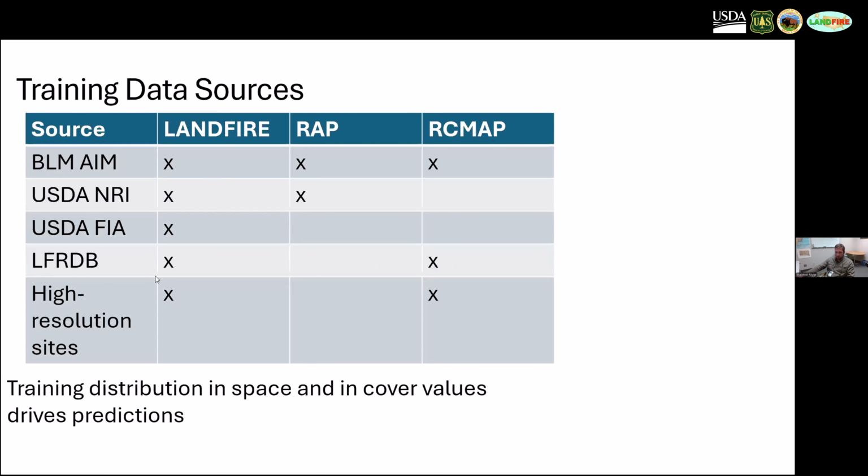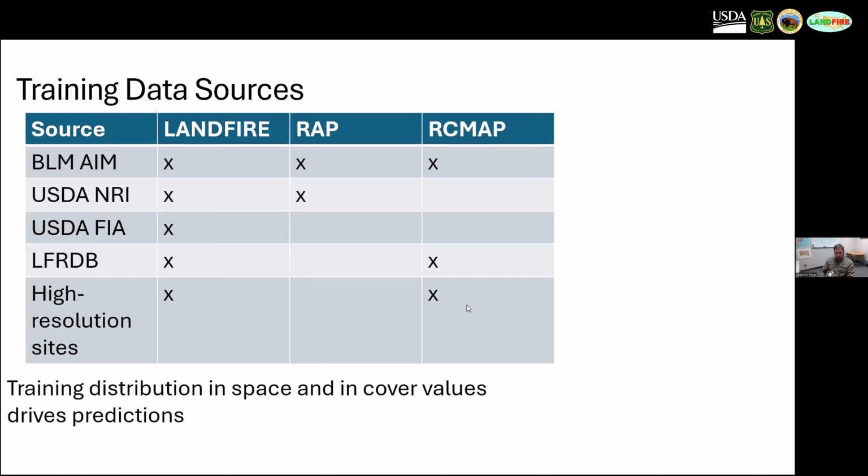Both Landfire and RAP use this Landfire reference database, at least the publicly facing version of that, and RCMAP does as well. And one of the unique things about RCMAP versus RAP is RCMAP has a whole series of high resolution derived training sites where we sent people out to the ground, collected field observations on high resolution images, and extrapolated those out across these footprints, later turning that into 30-meter scale training data for our models. We obviously use that in RCMAP. LANDFIRE has been integrating at least some of that data to train their models as well.